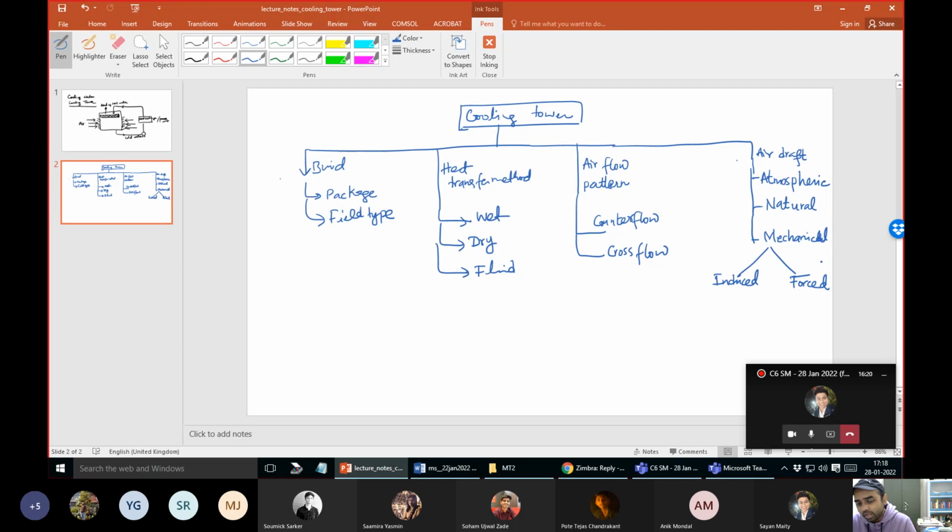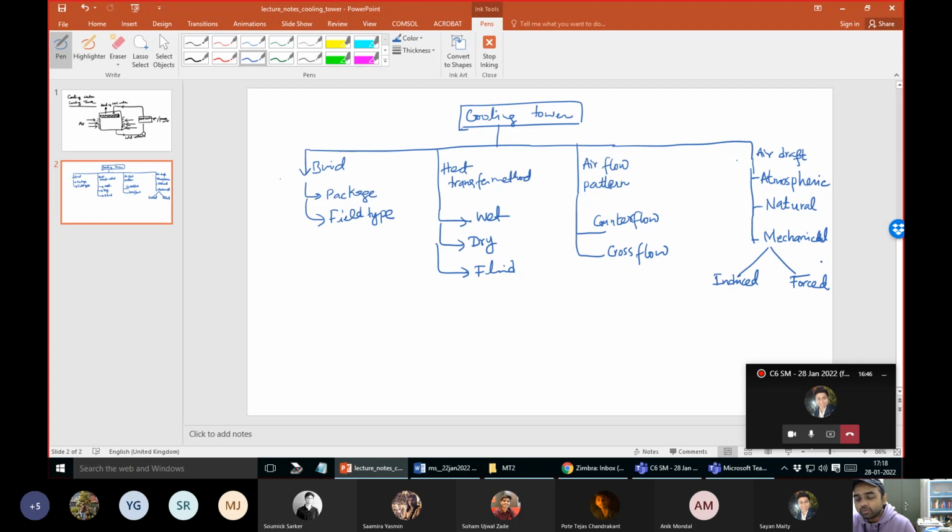Okay. Let us go into the different classifications one by one. In the case of the heat transfer method, the one that I just showed you, where there is a direct contact of this cooling tower with the water, they are generally known as the wet types.